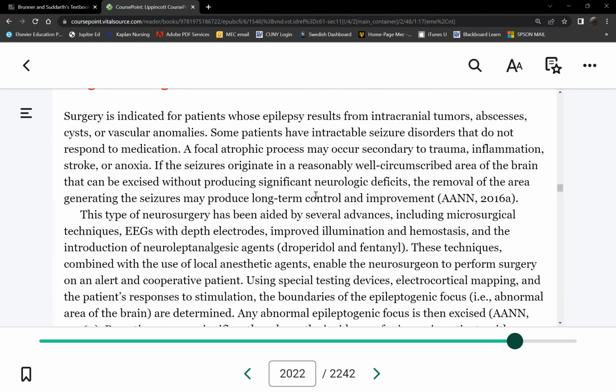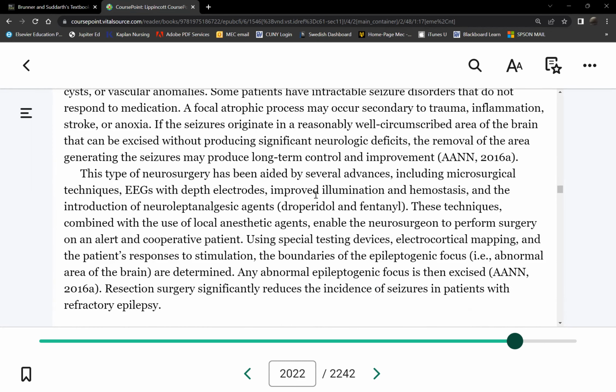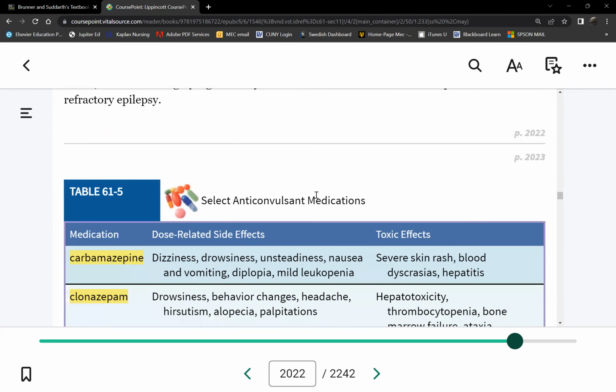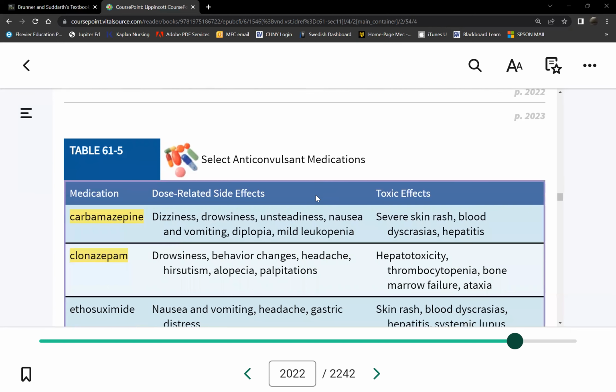I'll skip the surgical part. Again, I seldom see people who undergo surgery for epilepsy. Most of them, the majority, are on pharmacologic treatments. Oh, I stand corrected.